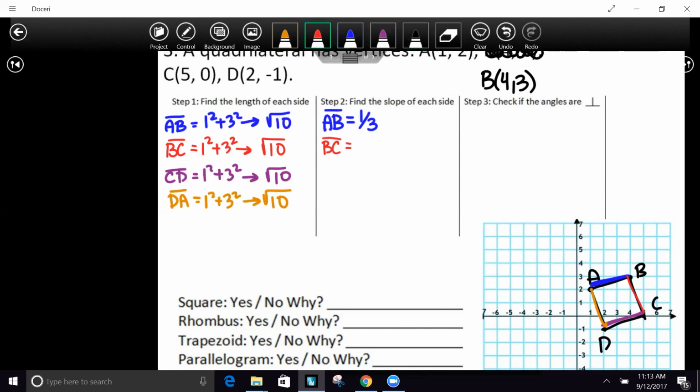Next one, BC. -3/1. Going from left to right, rise over run. So I'm going to go down from B, right to C. DC or CD, going left to right again, going up 1 over 3. And then our last one, DA.